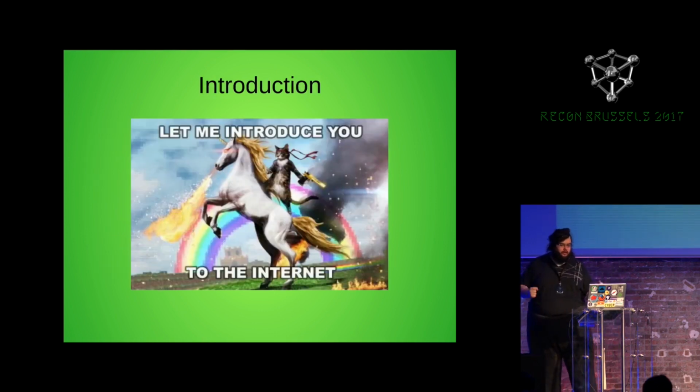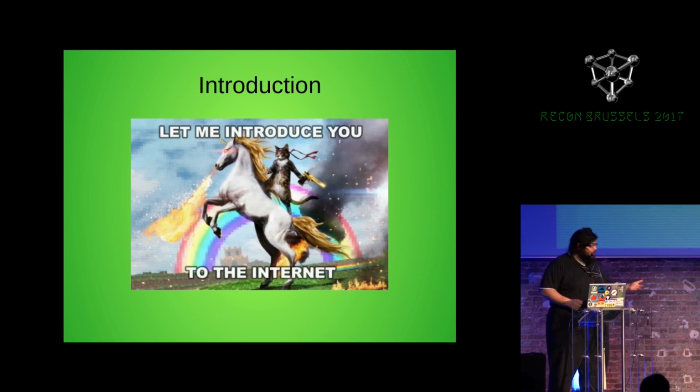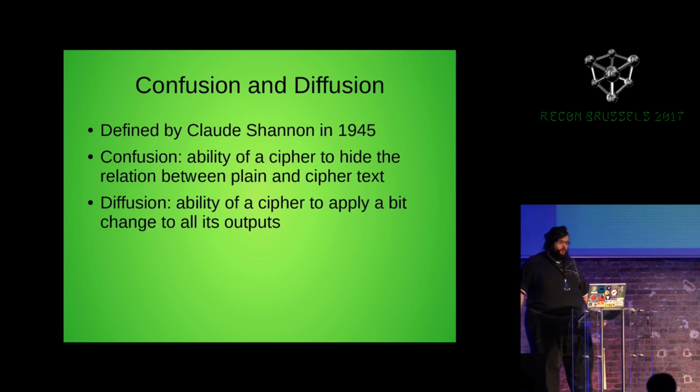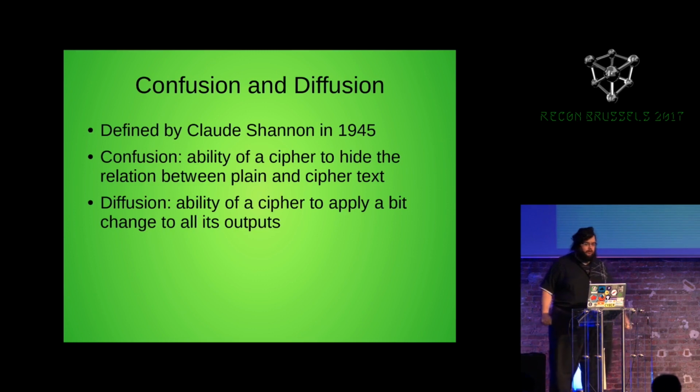Now we are going to introduce you to cryptanalysis. So let's explain what confusion and diffusion are. Both concepts were introduced by Claude Shannon in 1945. You might not realize it, but they are basically the base below almost all cryptographic algorithms that are used nowadays. For example, AES is designed to have both good confusion and good diffusion.